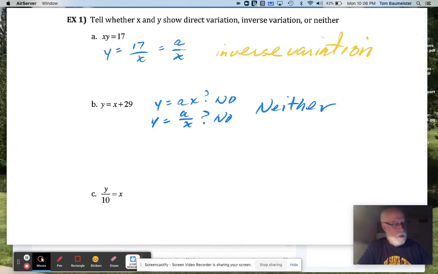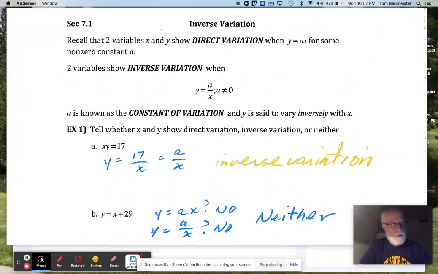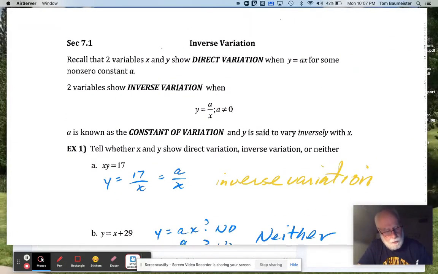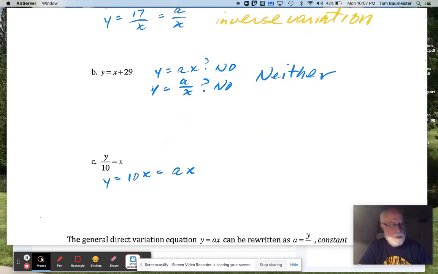And then the last one here, y divided by 10 is equal to x. On this one, if I solved it for y, I'd get y is equal to 10 times x, which would again be a times x. So according to what we just set up, y is equal to a times x for some non-zero constant a. So this one here would be direct.